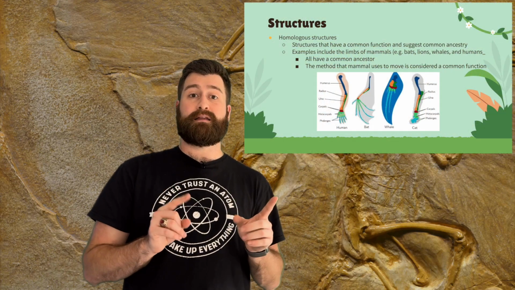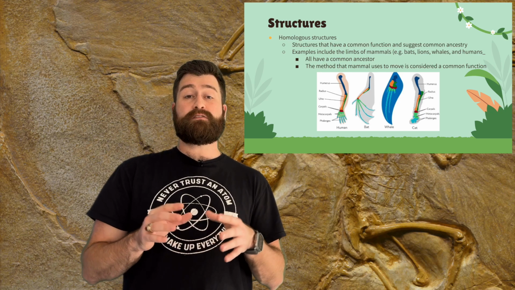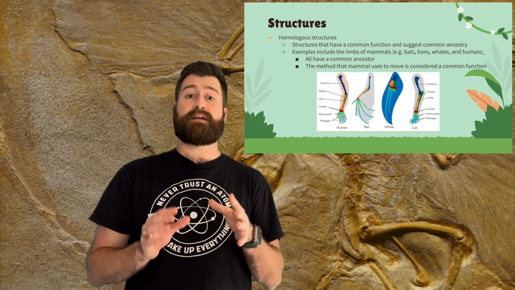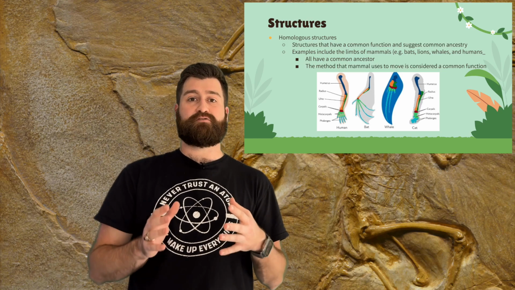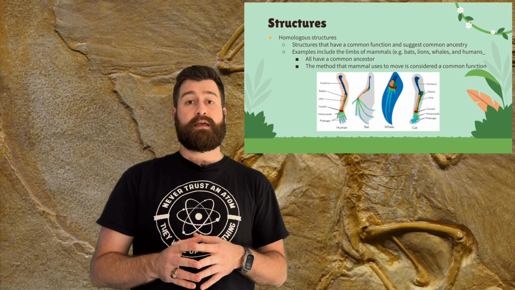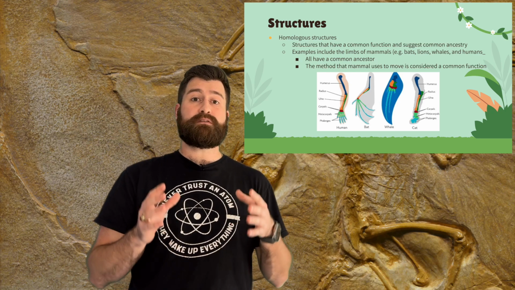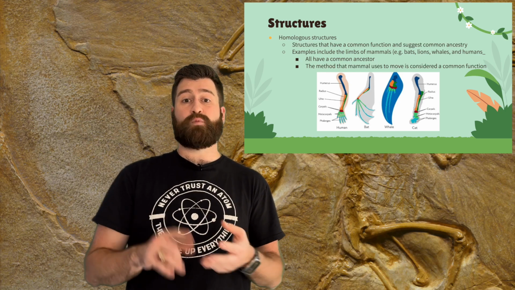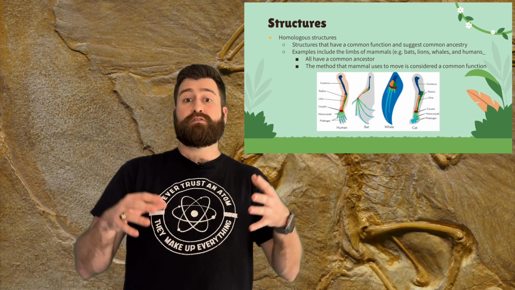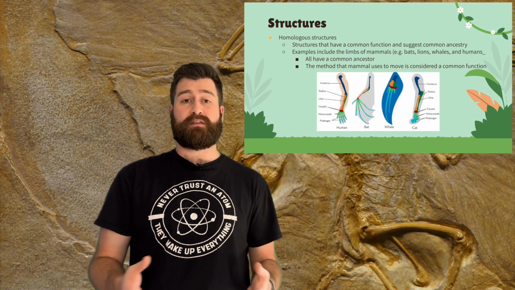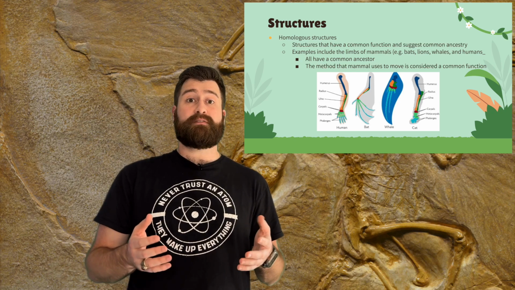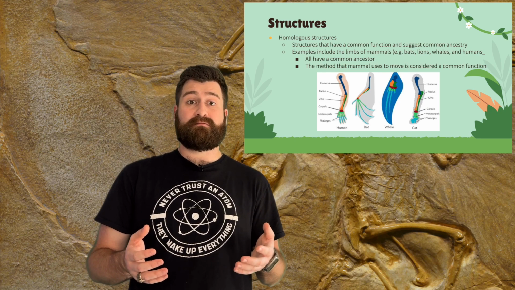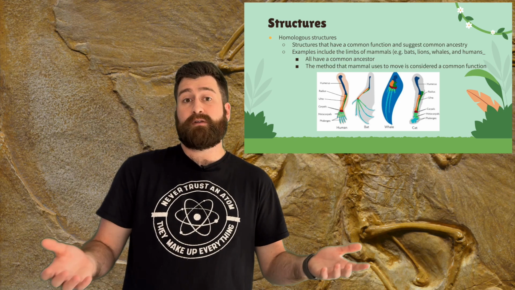Instead, let's look at homologous structures. These are a specific type of structure which have a common function across organisms, and they suggest a common ancestry between organisms. Examples of this include the limbs of mammals like bats, lions, whales, and humans that are used to move. They allow us to move around and do things, aka a common function. Since mammals have limbs, it suggests that they all have a common ancestor, including us.